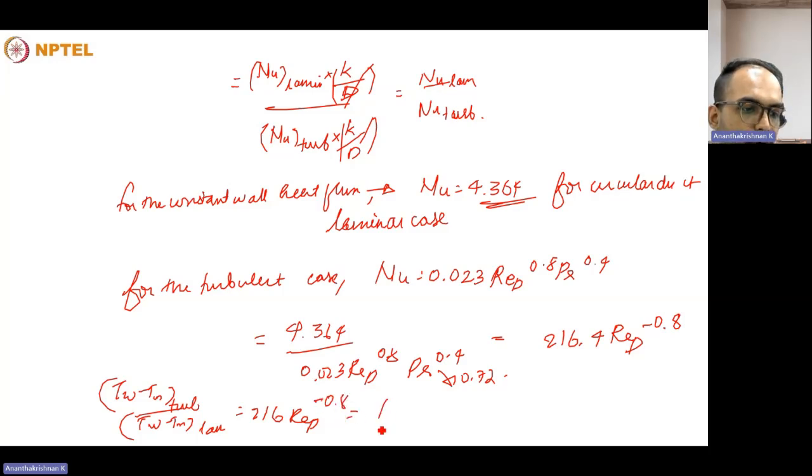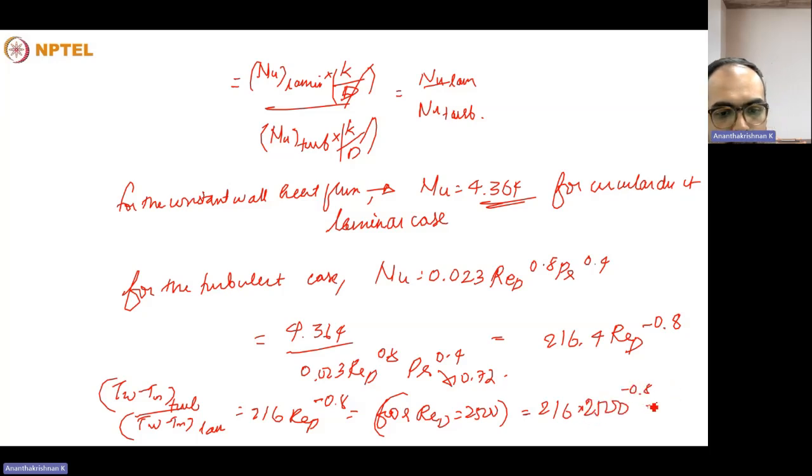Substitute the value for Re_D equal to 2500. This value will become 216.4 times 2500 raised to minus 0.8, approximately equal to 0.414. So that validates our initial assumption that the ratio of the wall temperature minus the mean fluid temperature, or bulk temperature, in the case of turbulent to the laminar will be less than 1. So for this Reynolds number, we could see that it is 0.414 at the transition.